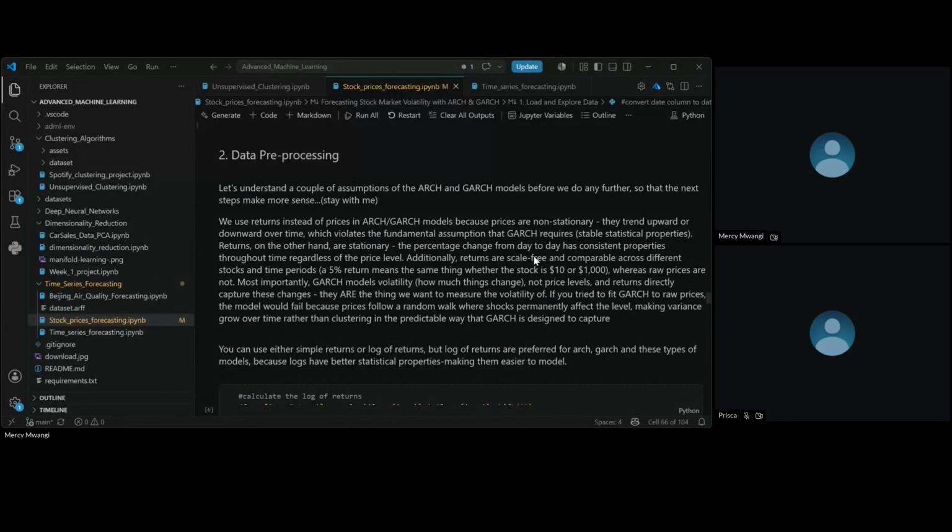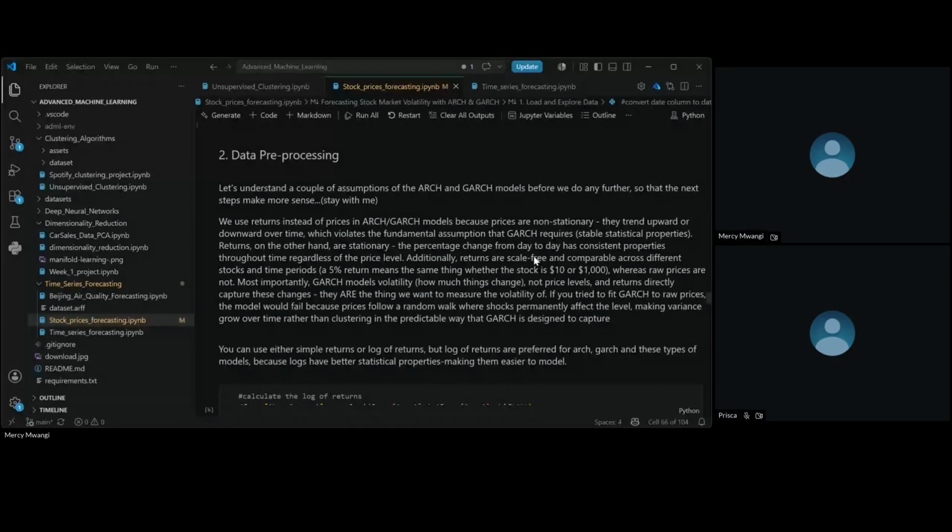Those are the guys who are employed in BlackRock, employed in these big hedge funds, and their job is just to run the numbers, right? So most importantly, GARCH models volatility. Volatility is the rate of change, the degree of change. It doesn't model the price levels. And returns, it captures these changes properly, right?